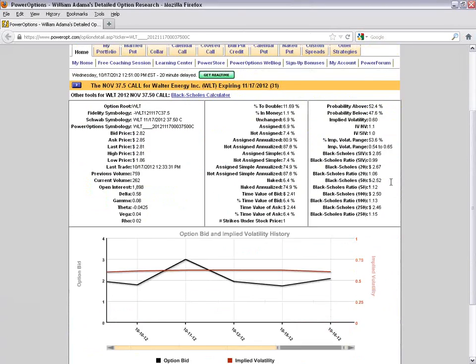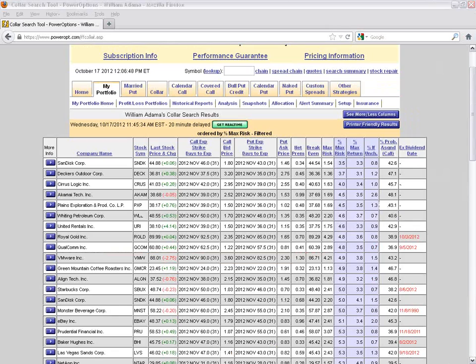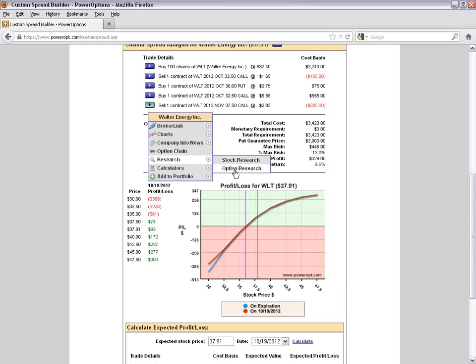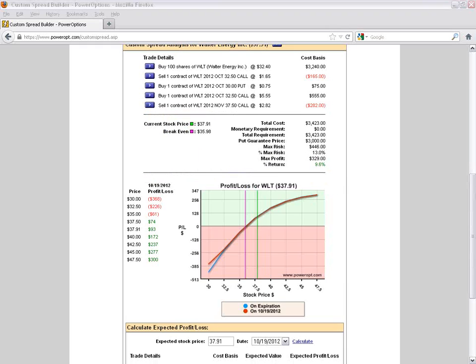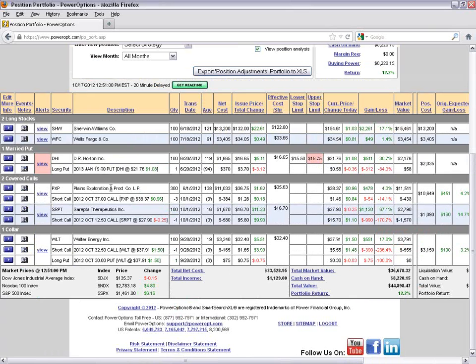This is all the data we have for that 37.5 November call, and right up at the top on the right, your probability above 52.5%, probability below 47.6, IV, the IV over HV, the IV over SIV, all the other data you could possibly want is right there. So it's an extra link, I understand that, David, but that's the easiest way. Just click the little blue button on the profit and loss chart next to the leg you're interested in, and go to research and option research. That'll also allow you to see all the other information as well, that implied volatility we saw and everything else.